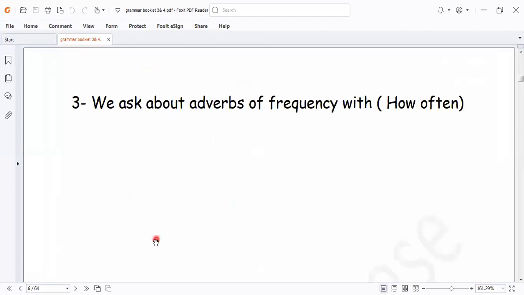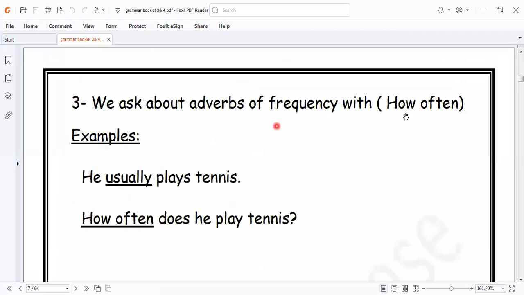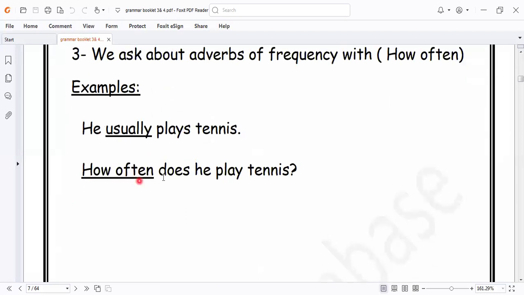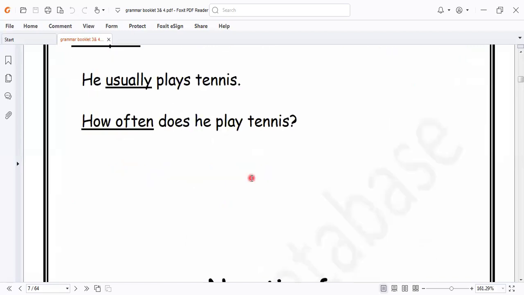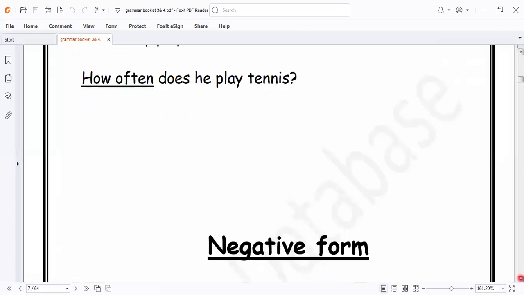Like this sentence, we ask about adverbs of frequency with how often. How often means how many times this happens. For example, he usually plays tennis. How often does he play tennis? He usually plays tennis. So here I asked about the number of times that he plays tennis.